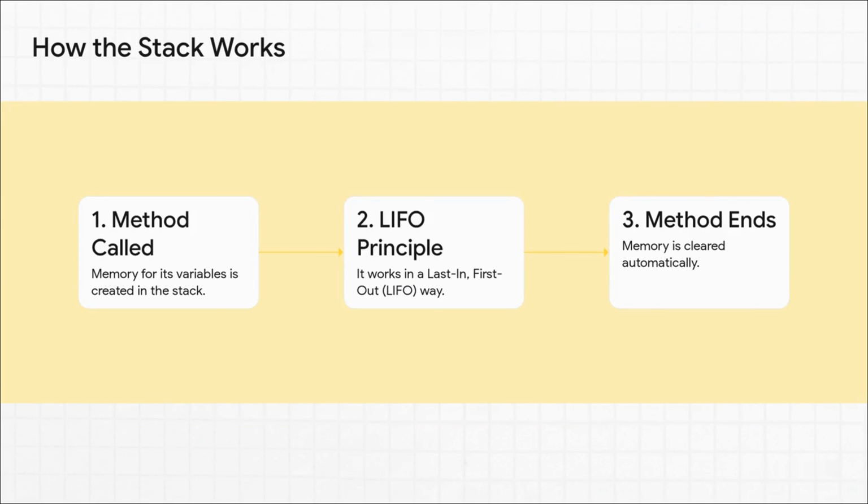So how does this amazing assistant actually work? Well, whenever your code calls a method, the stack instantly carves out a little block of memory for all its local variables. It stacks these blocks one on top of the other, following a really strict rule. Last in, first out, or LIFO. The last method that gets called is the very first one to finish up and get removed, and that is the secret to its speed. As soon as that method is done, poof, that memory is gone, cleared automatically. It's so fast because everything is so predictable.